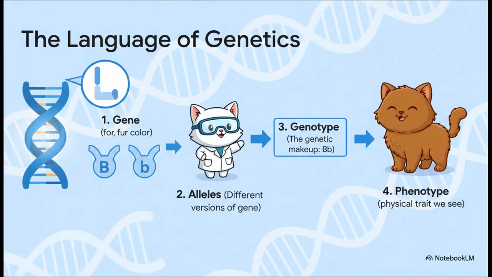Ever wonder why you have your mother's eyes or your father's smile? Well, that's genetics. A gene is a piece of DNA that codes for a certain trait. An allele is just a specific version of that gene. Your genotype is the actual combination of alleles you carry, and your phenotype is the physical trait that we can actually see.